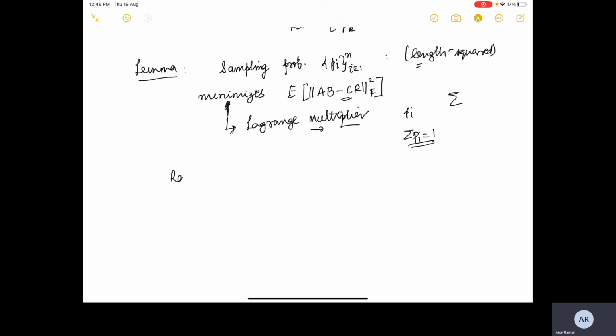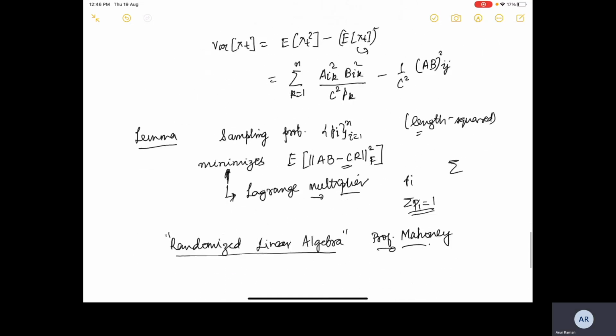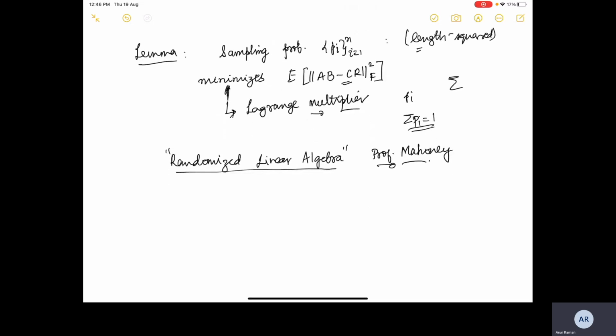The whole lecture today was based on the lecture notes on randomized linear algebra by Professor Mahoney. I think he is from Stanford. All these results are in his notes, which are available on arXiv. You can take a look at all these proofs. They are quite straightforward, and you should be able to follow them. And that's all for today.